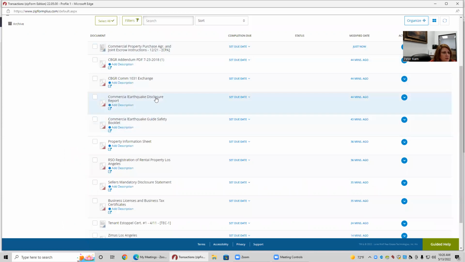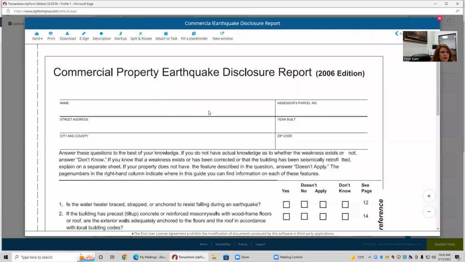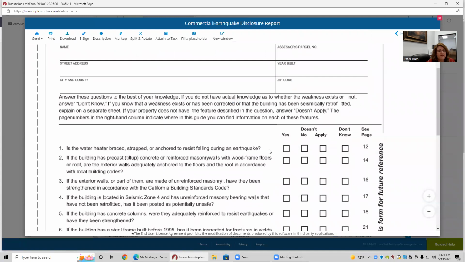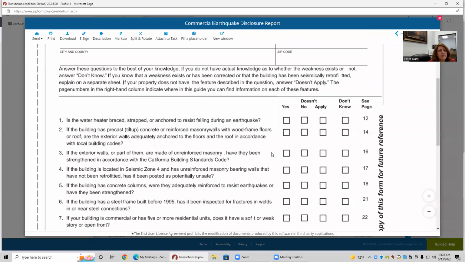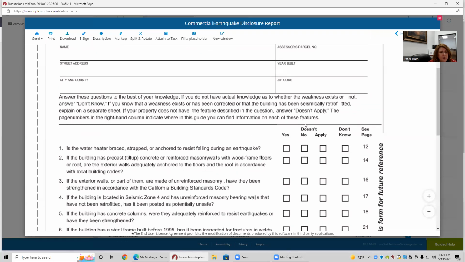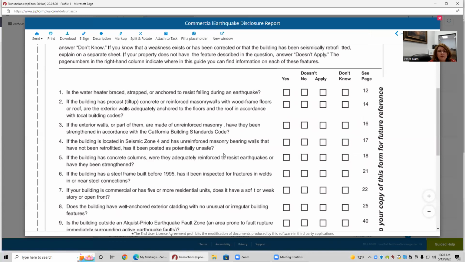Okay. So commercial earthquake disclosure report. This is required, the questions to be answered if it's pre-1975. Here's the form for the seller to fill out, not us, the seller. And if they don't know, they can check don't know, or if it doesn't apply. This form is located, we have it on our CBGR website under the agent tab.